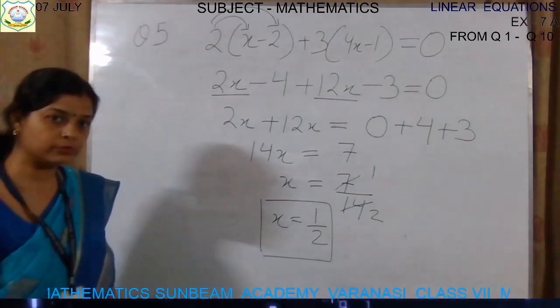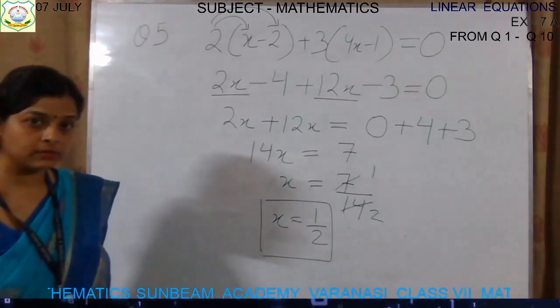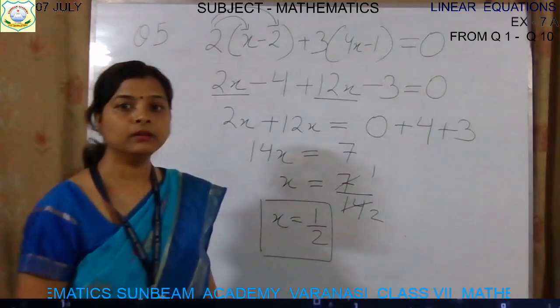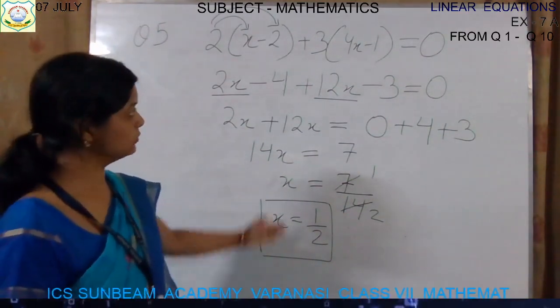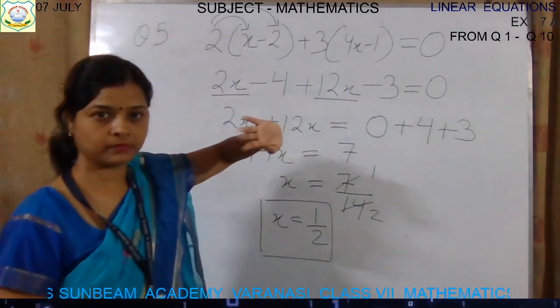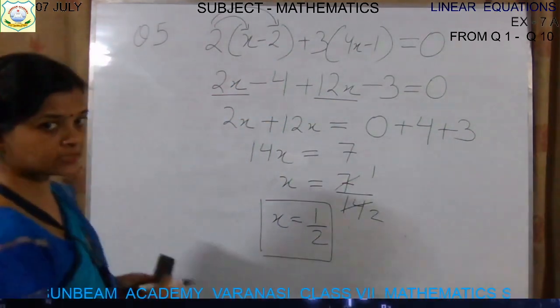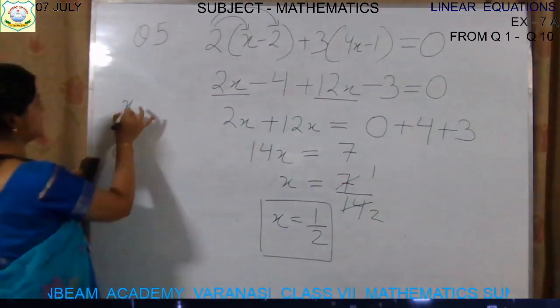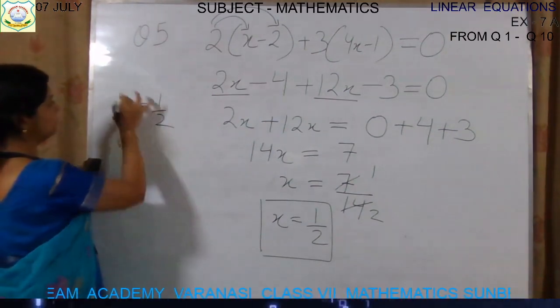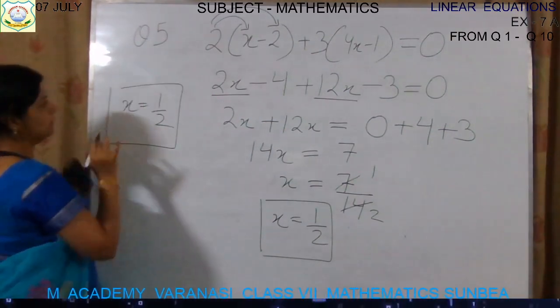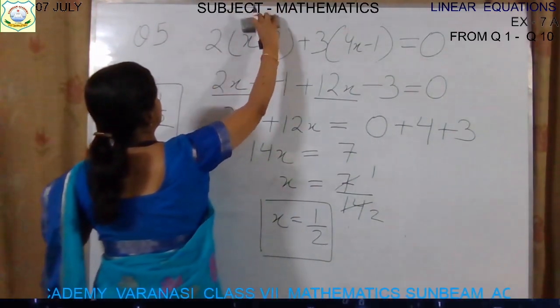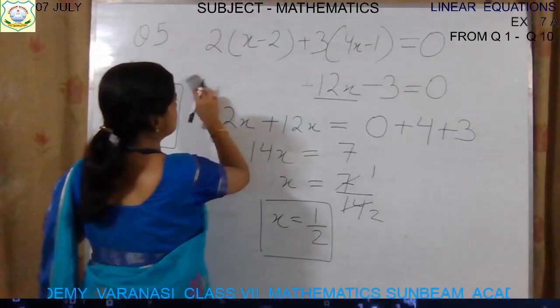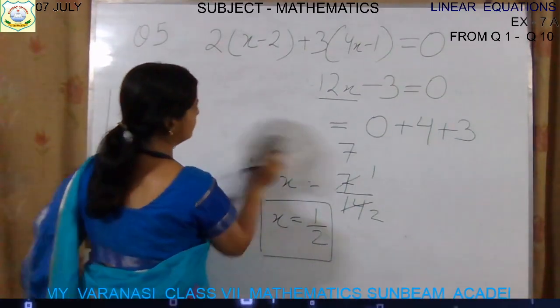And now what you have to do? You have to check it. So what will I do? I will substitute the value of X as 1 by 2 in the question. Okay, let's see. I am erasing my board. X is equal to 1 by 2. I am writing my answer here. Now I will leave only the question and erase the rest of the portion.